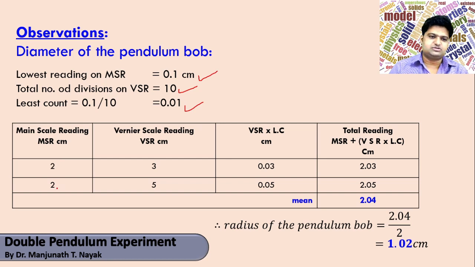The MSR was 2, but the VSR was 3 and 5. The vernier scale reading was 3 and 5. And of course, after finding the two readings, adding them up and dividing by 2, I get the mean value. That is the diameter, and dividing it by 2, I get the radius as 1.02.